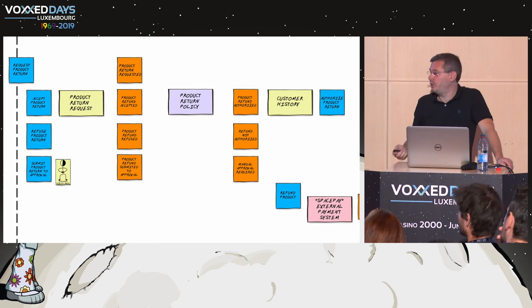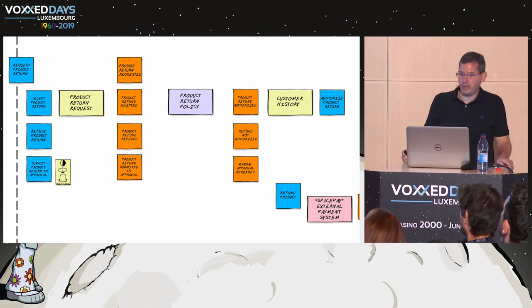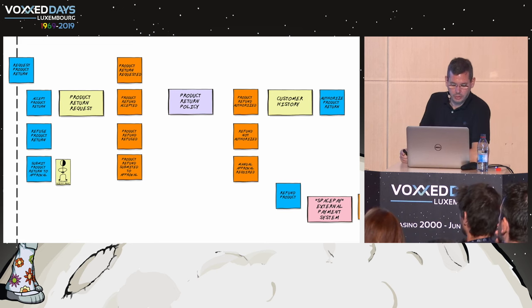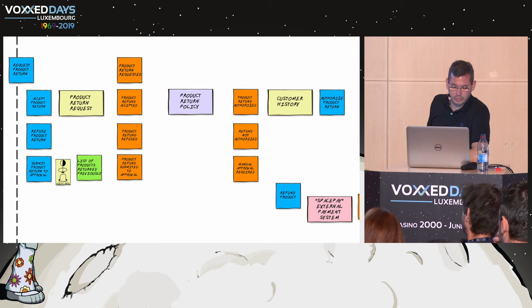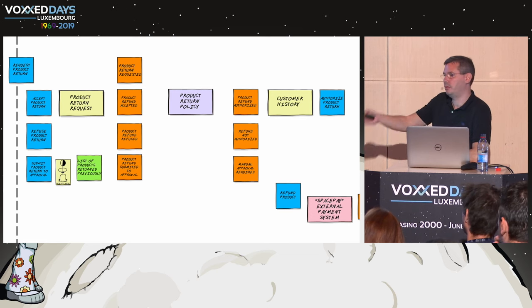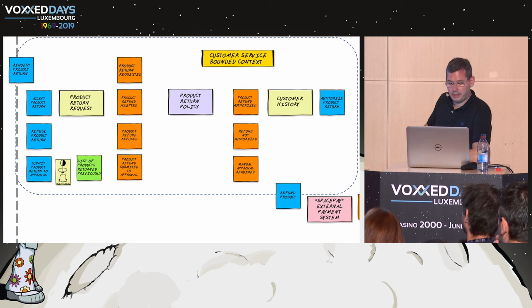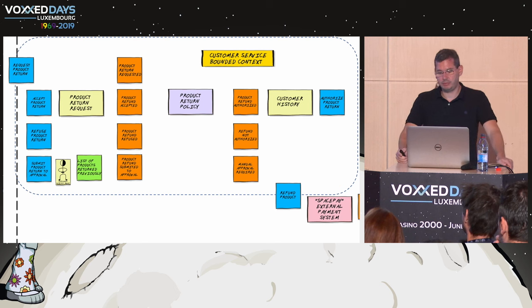And at that point, you need your agent from customer support to do something. So you need this list of product returns written previously to take the decision whether you accept or not the return. And in that case, the actor will decide to accept or not. So you see that you have this kind of state machine that takes place. And this is basically what you will encapsulate into the customer service bounded context.